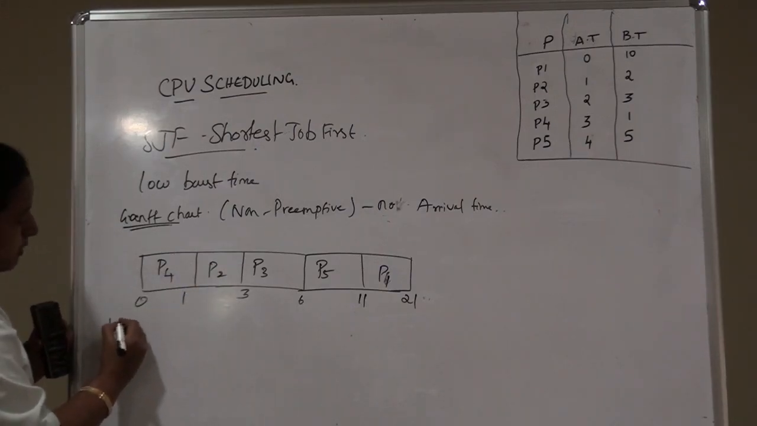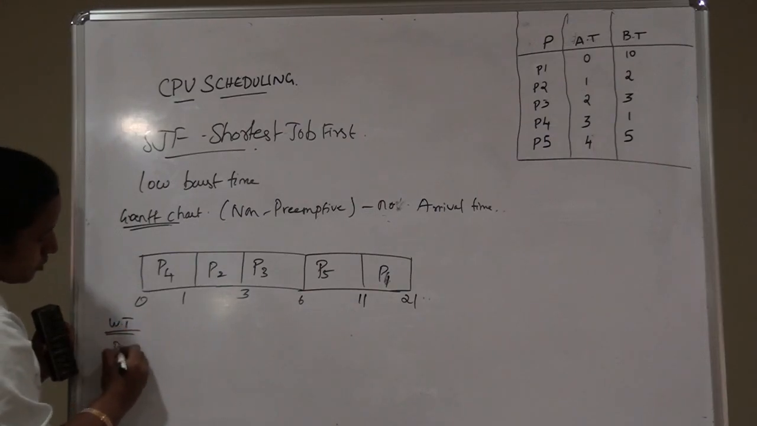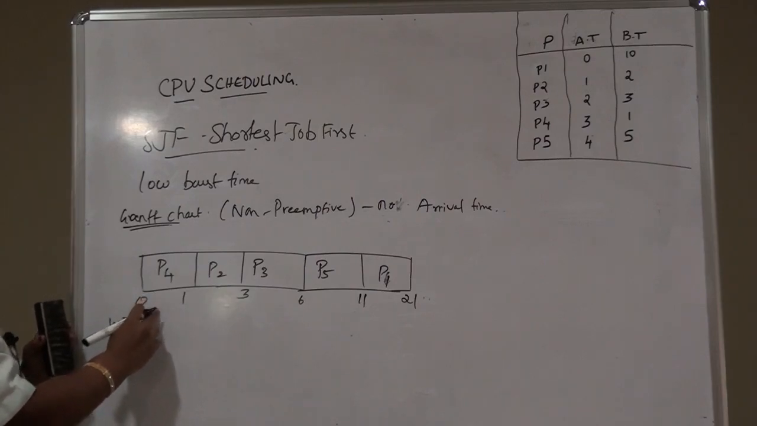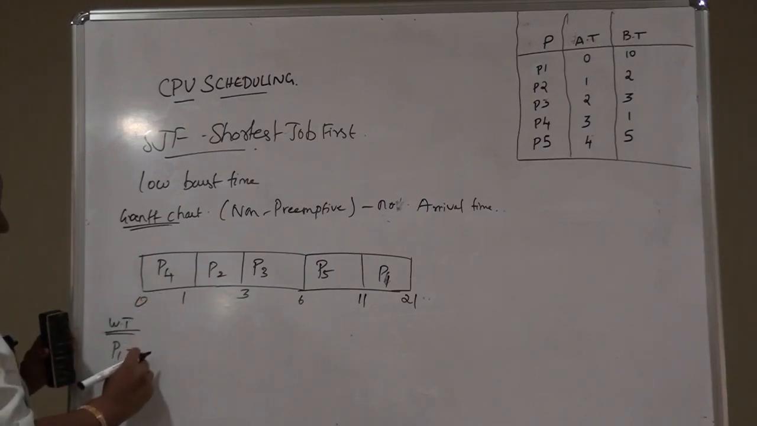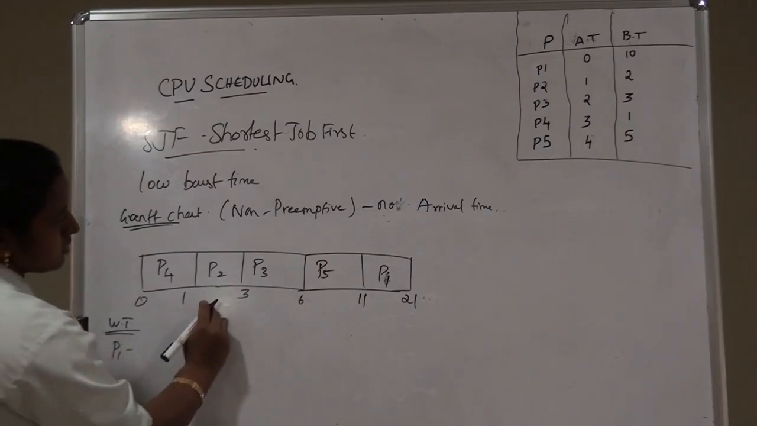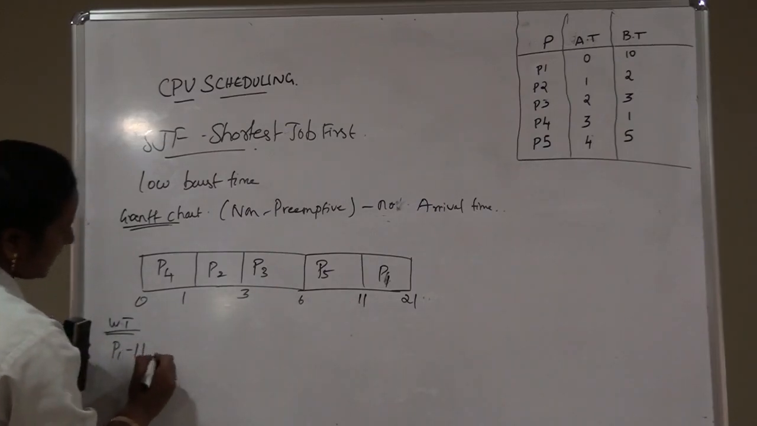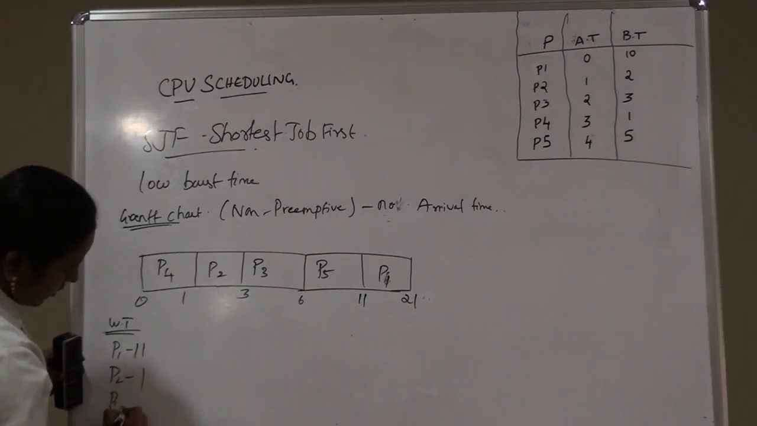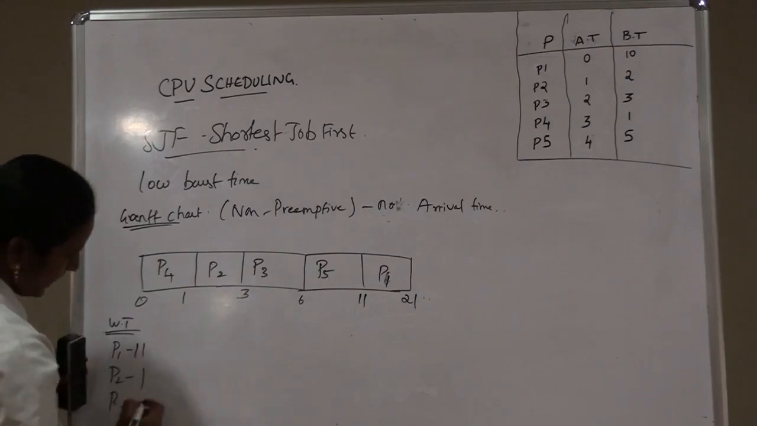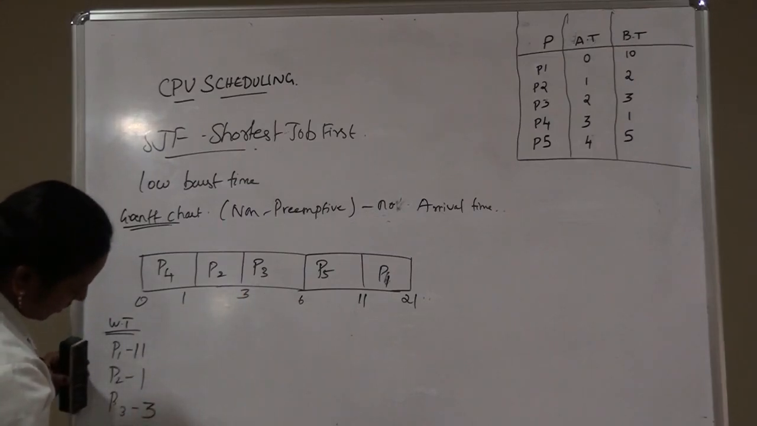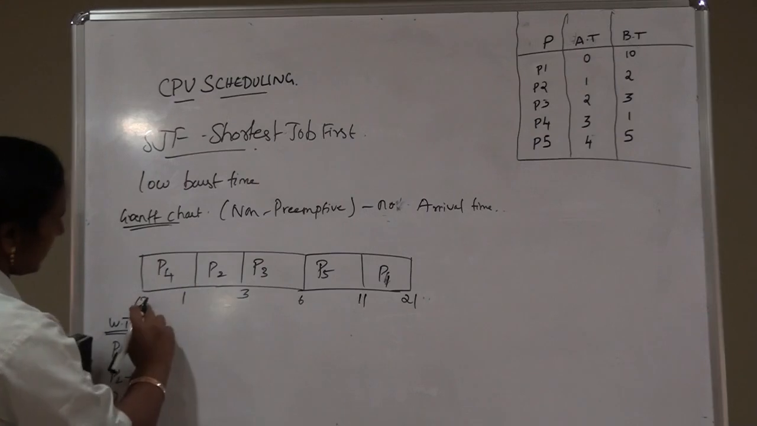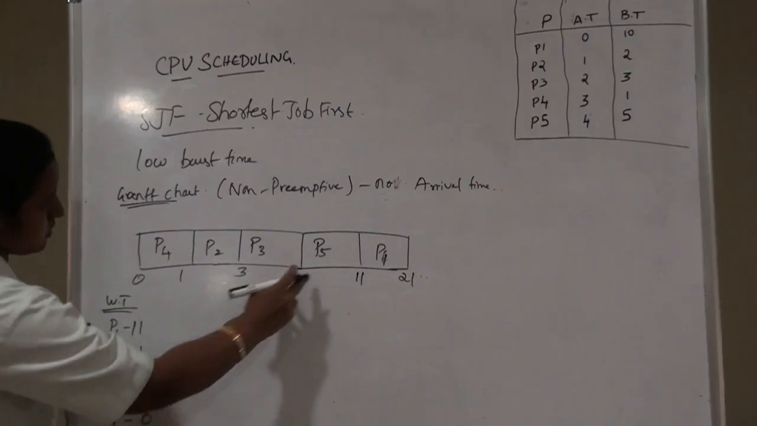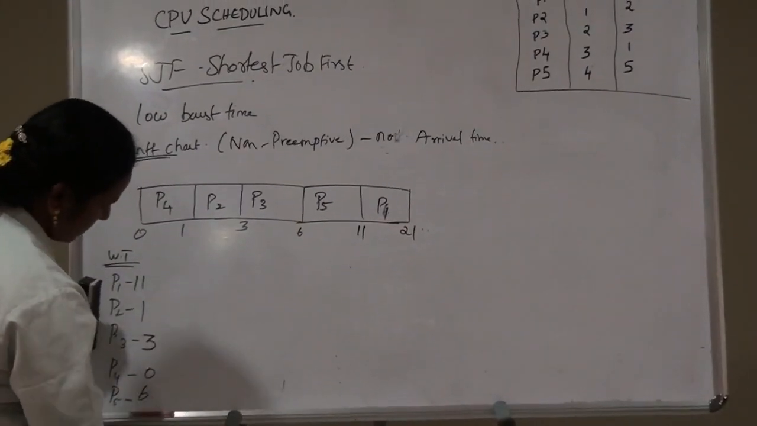Next, how will we find the waiting time? Waiting time is without arrival time, so you need not subtract here. Here, for P1, its waiting time is 11. For P2, its waiting time is 1. For P3, its waiting time is 3. For P4, its waiting time is 0. For P5, its waiting time is 6.